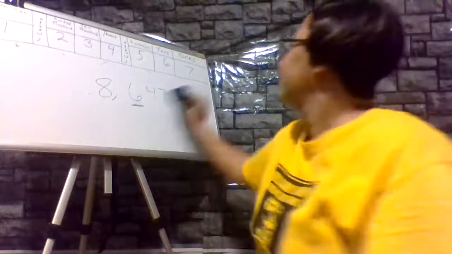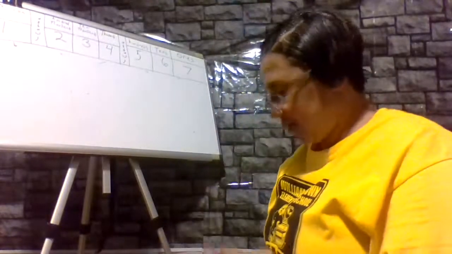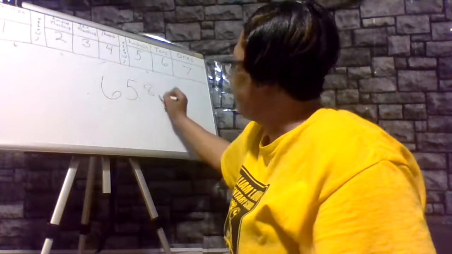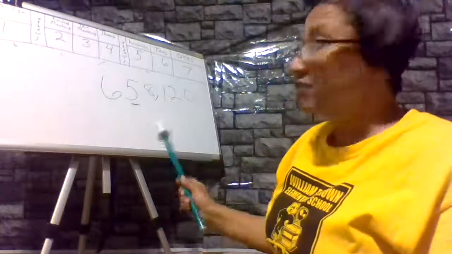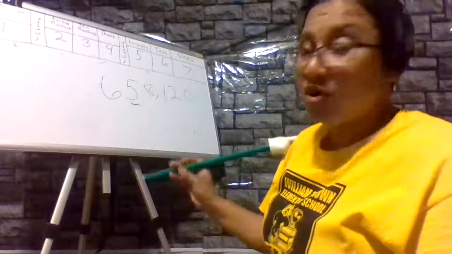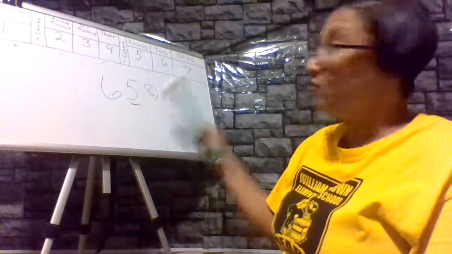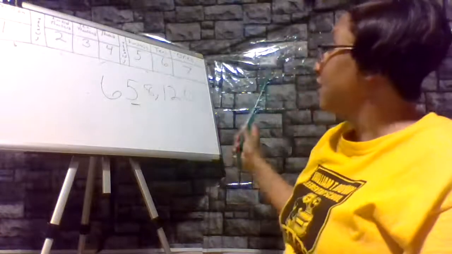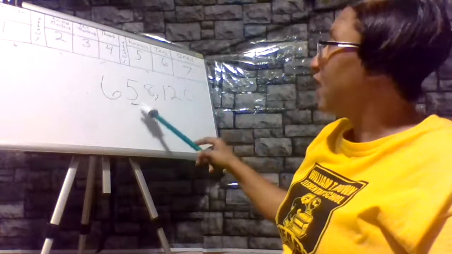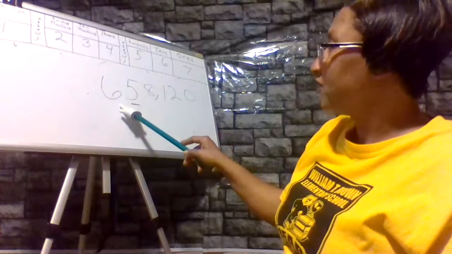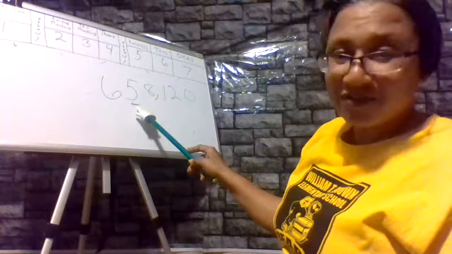Let us try another one. Remember how to read this from left to right: 658,120. The underlined number that we want to figure out the place value for is the number 5. Remember, reading our place values starting from the far right, the 0 is in the ones, the 2 is in the tens, the 1 is in the hundreds, the 8 is in the thousands, the 5 is in the 10,000s, and the 6 is in the 100,000s. So the underlined number is in what place? That is correct, the 10,000s place.